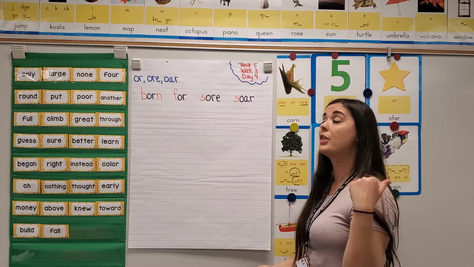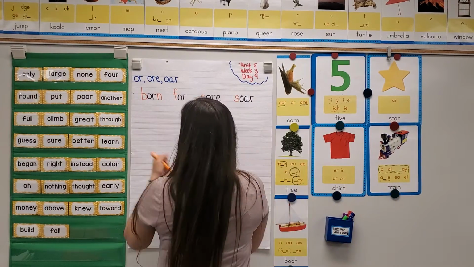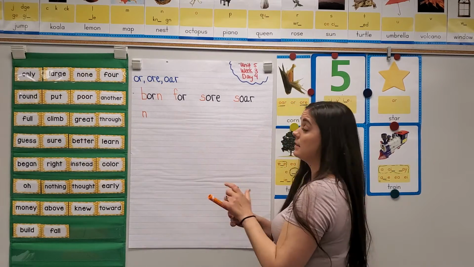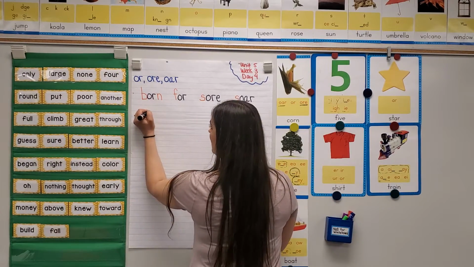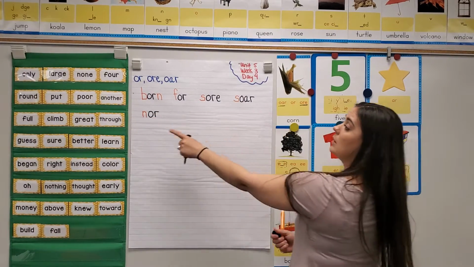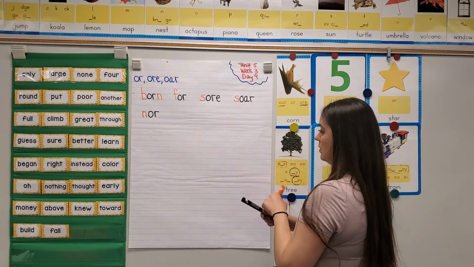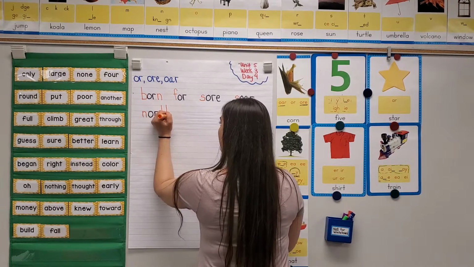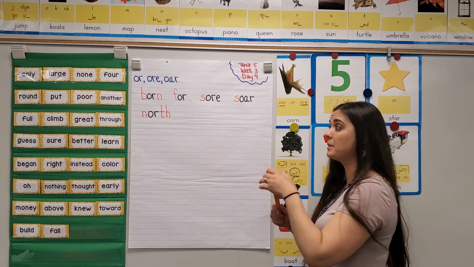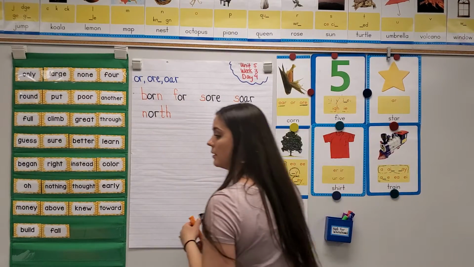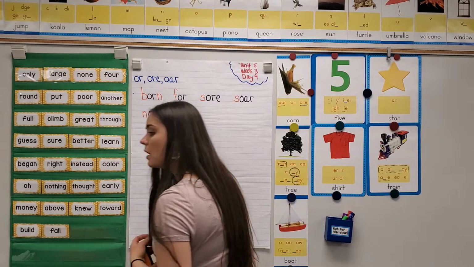North. N says n, O-R, or. And TH like the thumb card. North. Excellent. Next word.